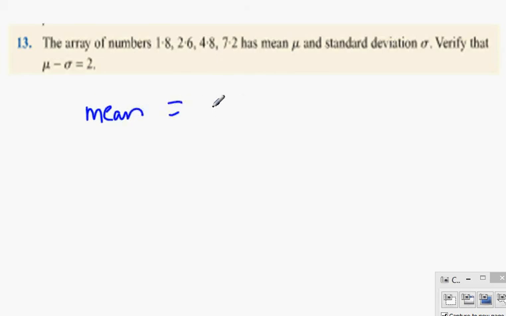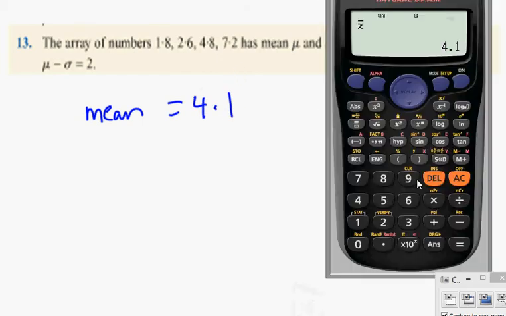Mean equals 4.1. And now that we know the mean is 4.1, what we're going to do next is find out what the standard deviation is. Standard deviation is the third one. Press it there, and you get 2.1.